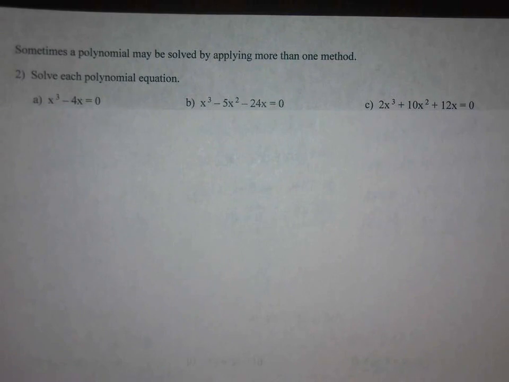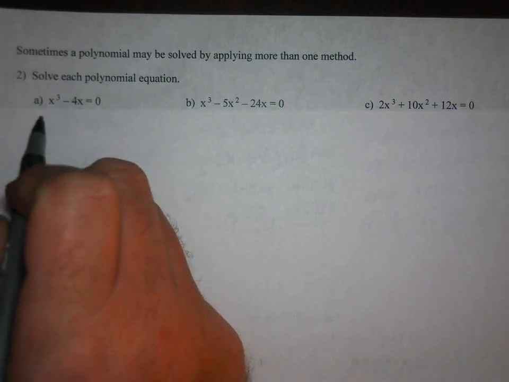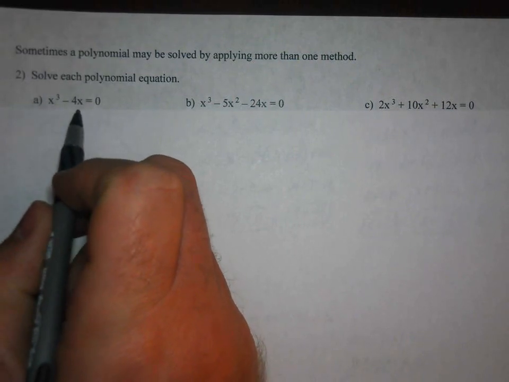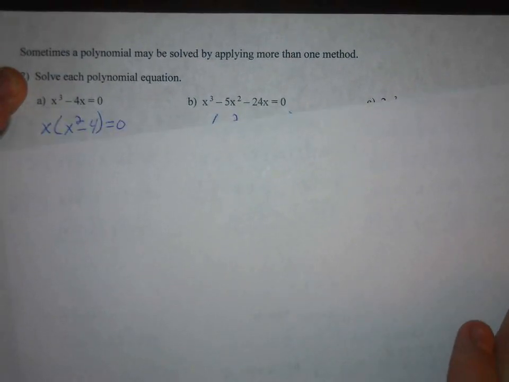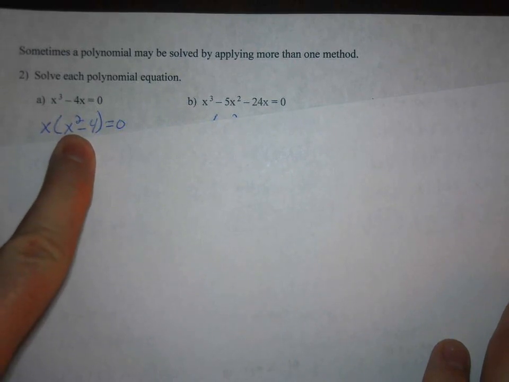sometimes a polynomial may be solved by applying more than one method. So just like with factoring, you might have to use a GCF and then unfoil, or use difference of perfect squares. So you have to use more than one method to factor. Now, you might have to use more than one method to solve. So in the first one, we have x to the third minus 4x equals 0. Well, notice that there's a GCF of x. So that would give you x times x squared minus 4. Notice that x squared minus 4 will also factor. That's difference of perfect squares.